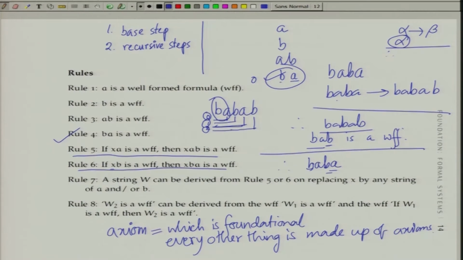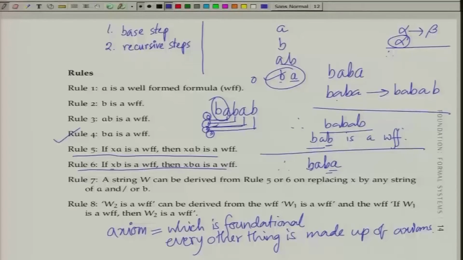So at step 3, this is 0, 1, 2, 3. At step 3 of recursion, in the third recursive step, I derive my desired string, which is BABAB. Now, we understand that we can generate a desired string, but the point is, how does it prohibit the generation of a string like AAB? That we'll see.